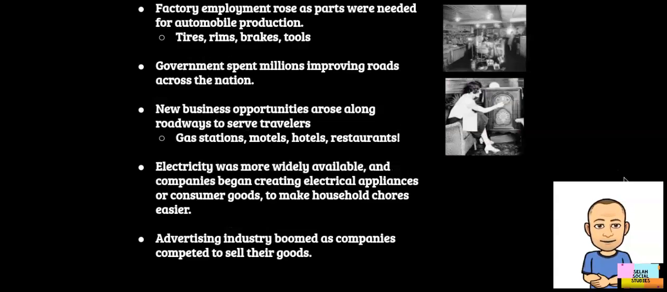Since the turn of the century, the Ford Motor Company had been producing vehicles for Americans to purchase. Originally, they were expensive and only the few rich could afford them. However, the car itself had an incredible effect on the economy. Roads that were not existent or were made of dirt and full of dangerous potholes would break cars' axles. This led to the increase of factory jobs. Employment rose as parts were needed for automobile production. Also, the United States government spent millions of dollars improving roads across the nation, which allowed new businesses opportunities like gas stations, motels, hotels, and restaurants to spring up along the roadways to serve all these travelers.